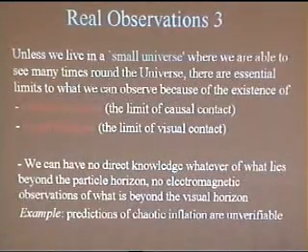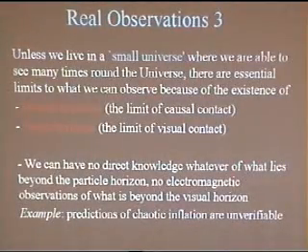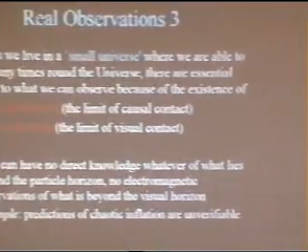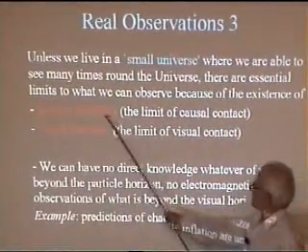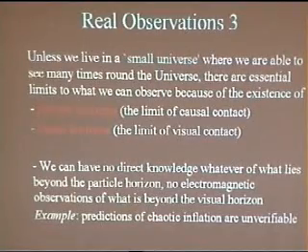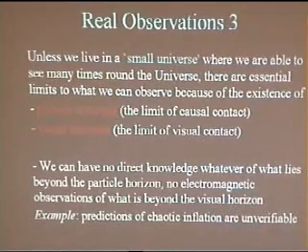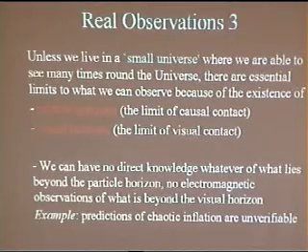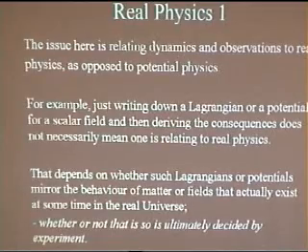I won't go through the details of that. Unless we live in a small universe where we're able to see many times around the universe, there are essential limits to what we can observe because of the limits of particle horizons, the limit of causal contact, and visual horizons, the limit of visual contact. So we have no direct knowledge of what lies beyond the particle horizon. No electromagnetic observation of what's beyond the visual horizon. So, for instance, the predictions of chaotic inflation, the idea that there are all these other domains out there, are simply unverifiable. There is no way we can get any observations of those regions.